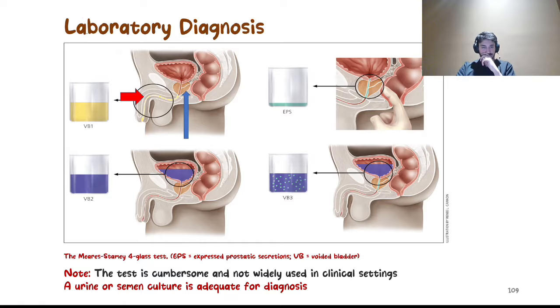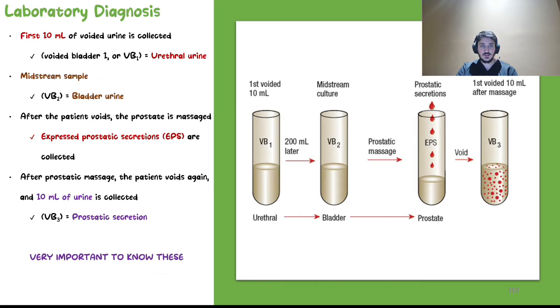Essentially, we collect the specimens. VB1, I think voided bladder, is basically the sample of urine in the urethra. VB2 is a sample of urine in the bladder. And then we have EPS, the expressed prostatic secretion. After you massage the prostate, it releases secretions, and you collect these secretions. Then after you urinate, you'll have VB3, which is the prostatic secretions plus the urine in the bladder.